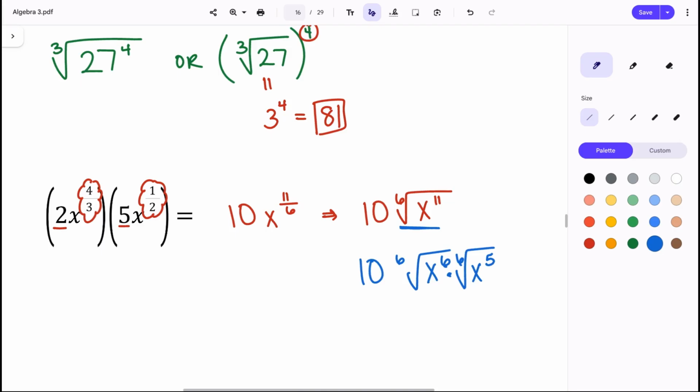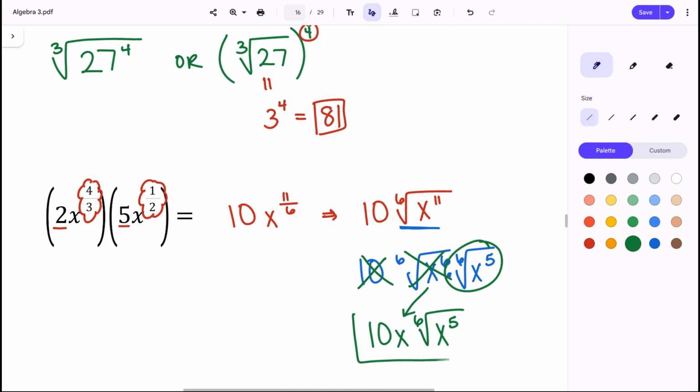What's my answer going to say at the very end here? 10x. Good. Yep, 6th root of x to the 5th power. It's kind of a mouthful when you have to say it all. But yeah, the 10 comes down. This just becomes an x. This has to stay because there's nothing else we can do to reduce that. So this is your answer.